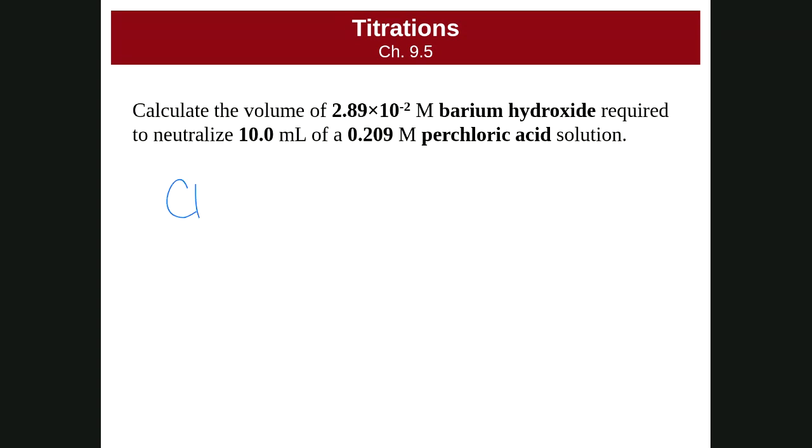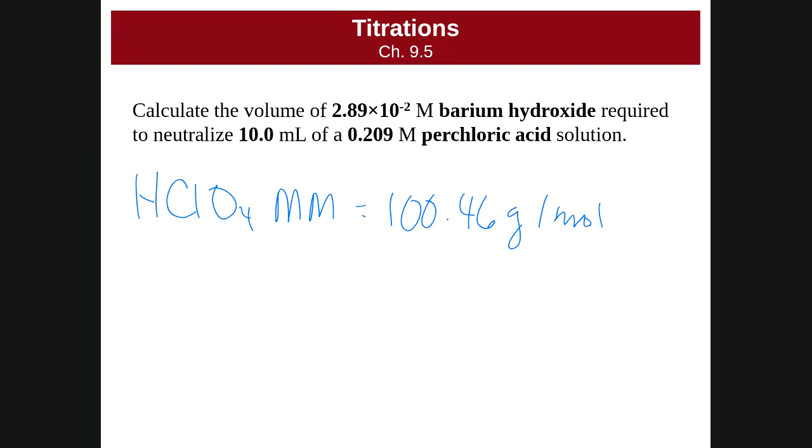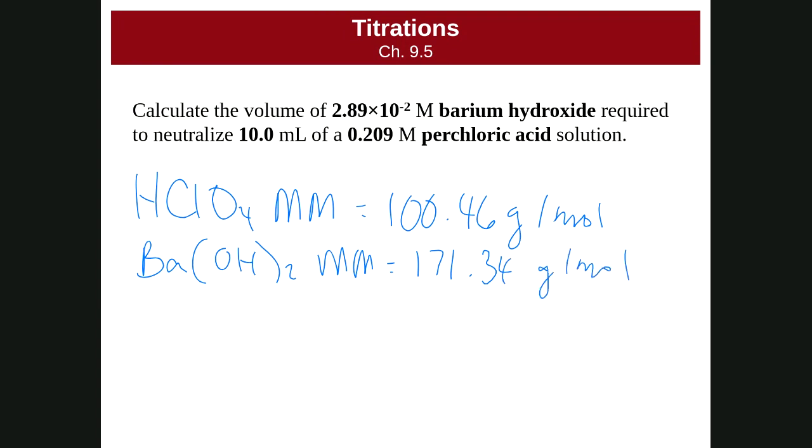So perchlorate is ClO4, and perchloric acid just has a hydrogen with it. So perchloric acid has a molar mass of 100.46 grams per mole. Barium hydroxide is this guy again that we saw previously, and its molar mass is 171.34 grams per mole. All right.